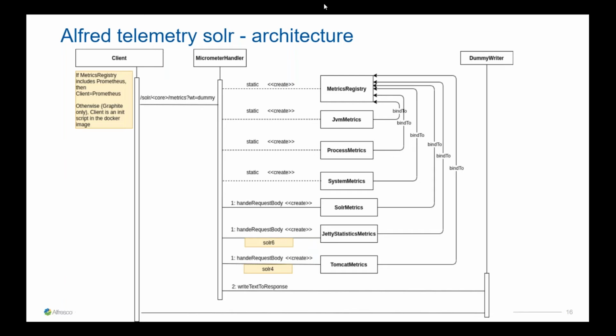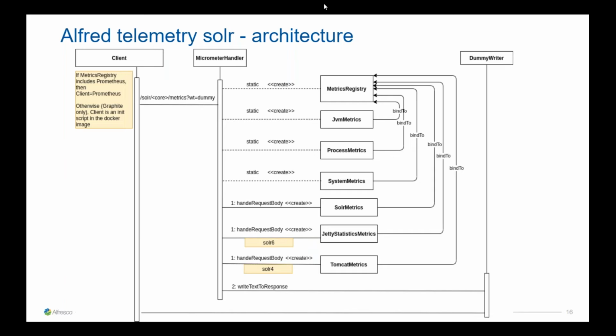In order not to intervene too much in the Alfresco Solr code, more specifically in the Alfresco core admin handler, I decided to implement the registry definition and the binders in a specific request handler called Micrometer handler. This handler is called when a specific URL is accessed, namely solr/alfresco/metrics or solr/archive/metrics. For a sharded setup, it would be solr/shard/metrics.